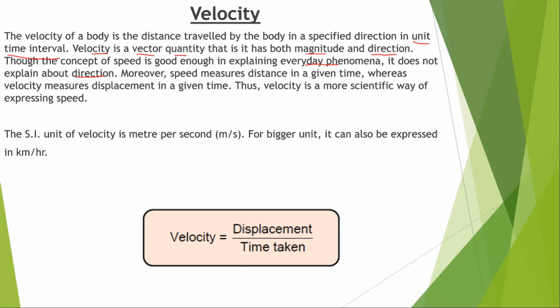So you have to use velocity, and even that speed measures distance in a given time. But velocity measures displacement and not distance in a given time. And hence velocity is a more scientific way of expressing speed. And for velocity we use the SI unit, that is meters per second. And for bigger units, like for Bangalore to Pune, Pune to Bangalore, that can be expressed in kilometers per hour.